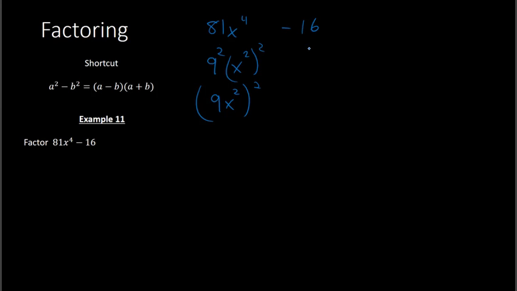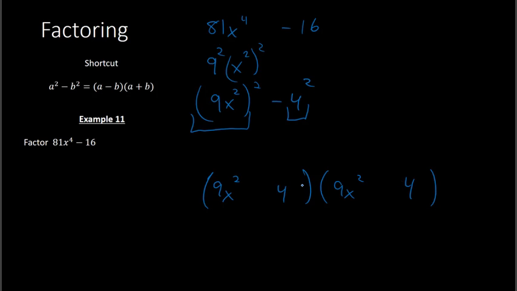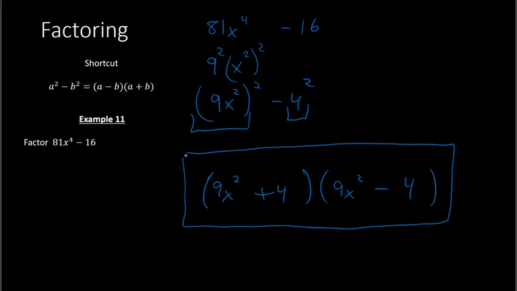And then the 16 is the same thing as 4 squared. So we have (9x squared) squared minus 4 squared. When I factor, I have two parentheses. 9x squared would go here and here, and then the 4 would go there and there, and then one's plus and one's minus. So my factored form of the original expression would be (9x squared plus 4) times (9x squared minus 4).